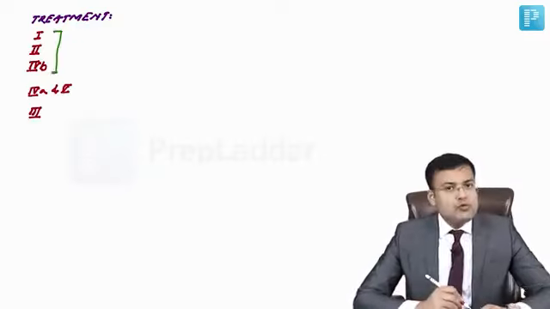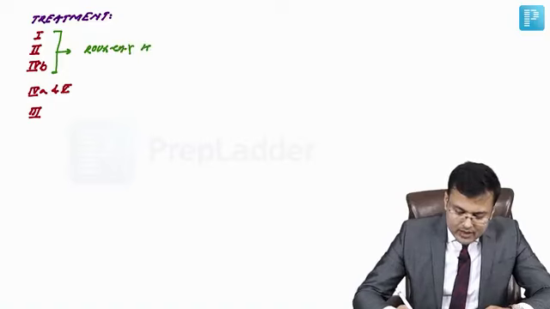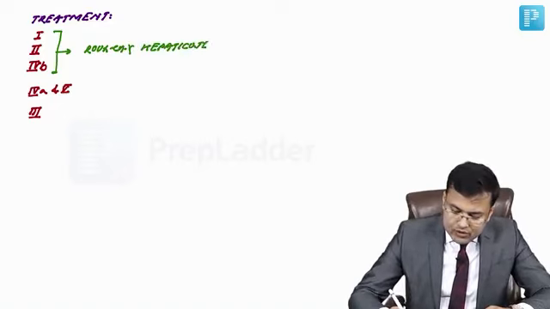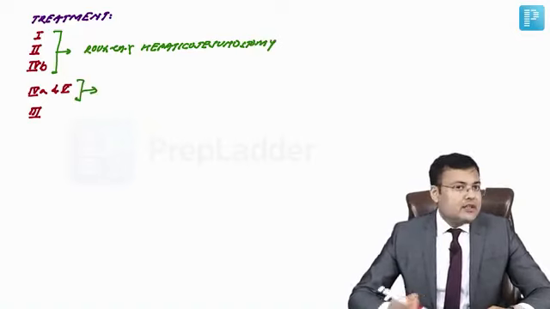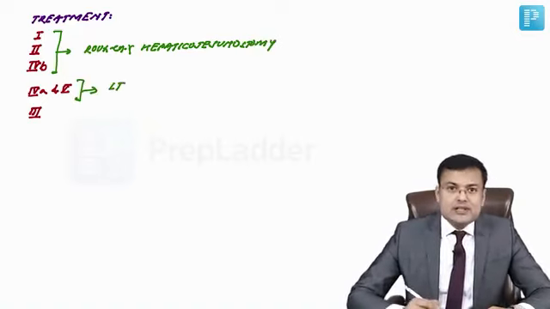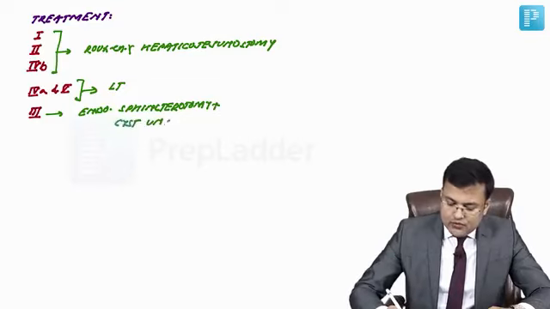So for type 1, type 2, type 4B, we go for Roux-en-Y hepaticojejunostomy. Clear? So we excise extrahepatic bile duct and we go for Roux-en-Y hepaticojejunostomy. For type 4A and 5, there is involvement of intrahepatic bile duct, so we go for liver transplantation. And type 3, we go for endoscopic sphincterotomy. This is endoscopic sphincterotomy plus cyst unroofing. Clear? This is the treatment.